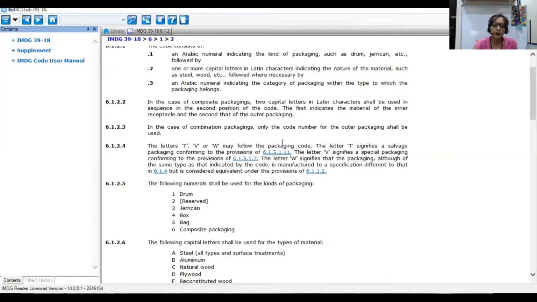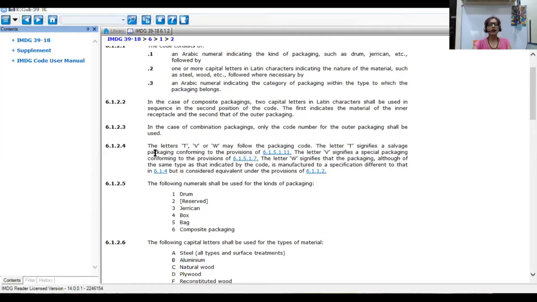In the case of combination packaging, only the code number for the outer package will be indicated or used. And then you have these additional letters that might appear in a UN packing approval code, which are T, V, W, and they may follow the packaging code. When the T comes in, it signifies that the package is actually a salvage package.